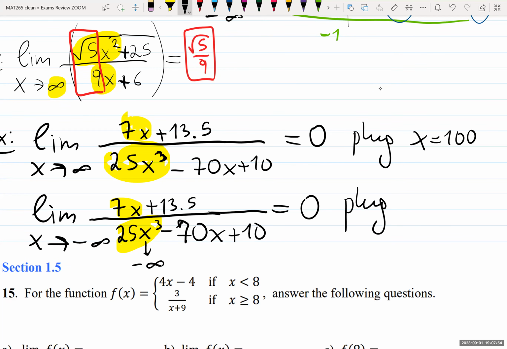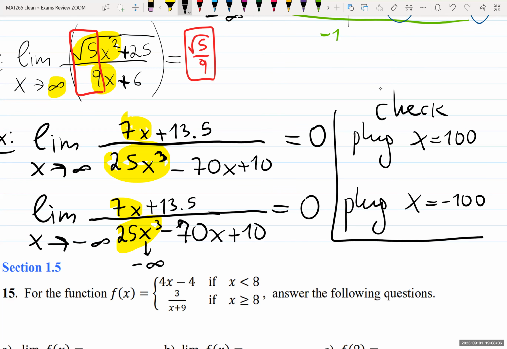And in this case, you plug in minus 100. So you plug in a huge number, but negative, and the answer will be 0 as well. So if you hesitate, you can actually just check. It will be close to 0.